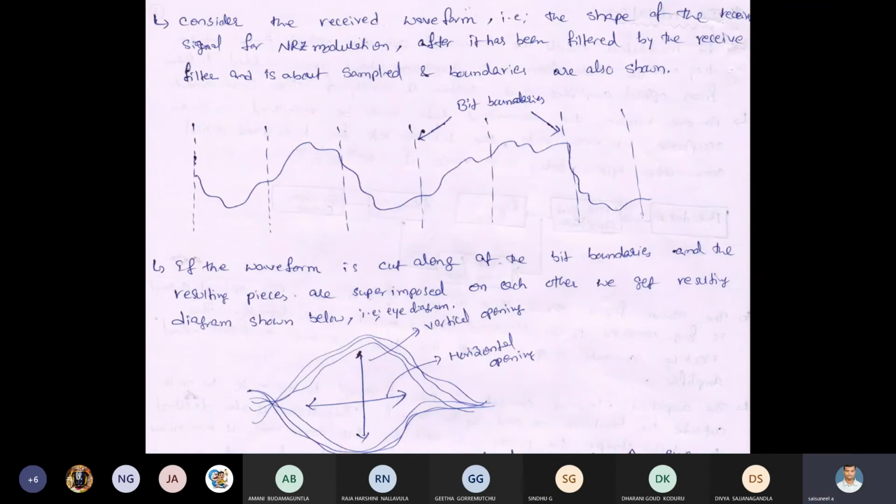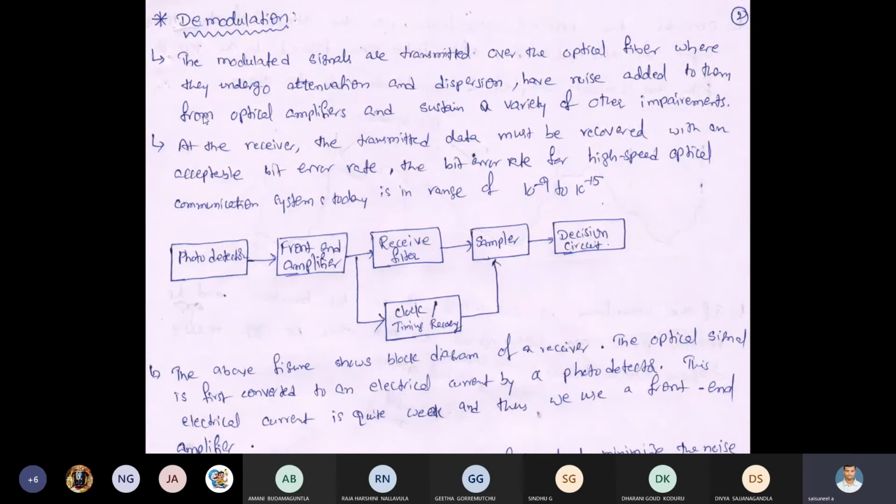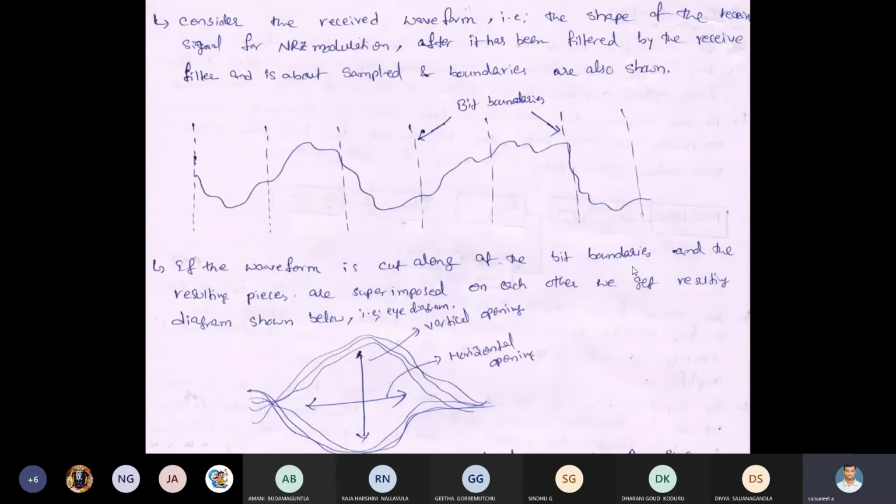Decision circuit. This is about demodulation, right? After we get the receiver filters, the signals are checked by using the sample and decision circuit. Show this figure. After the filter circuit, before going to sampling, this is the signal, an analog electrical signal generated.